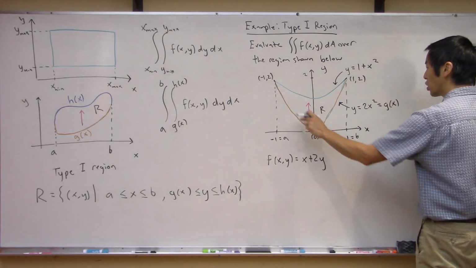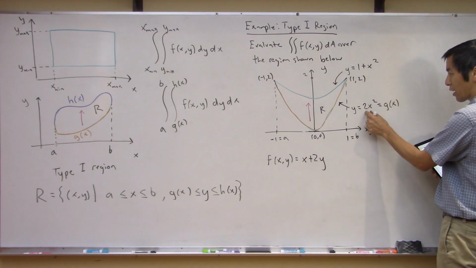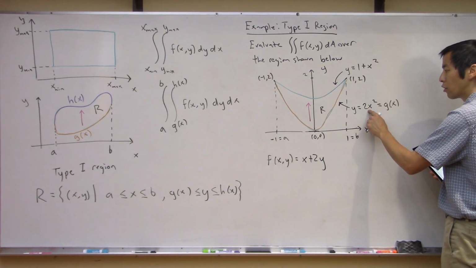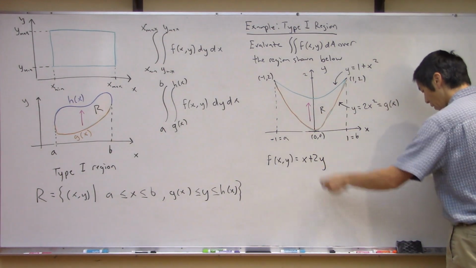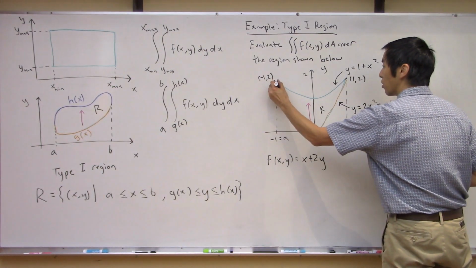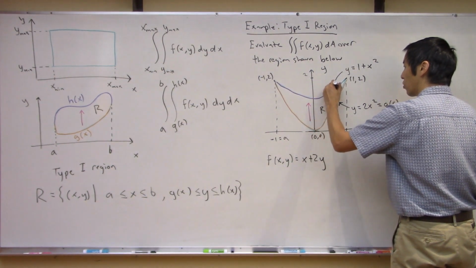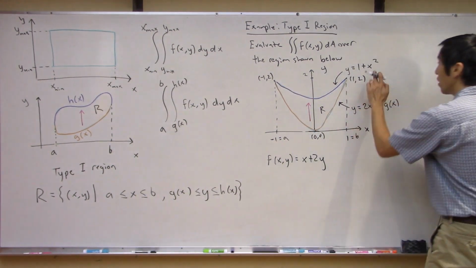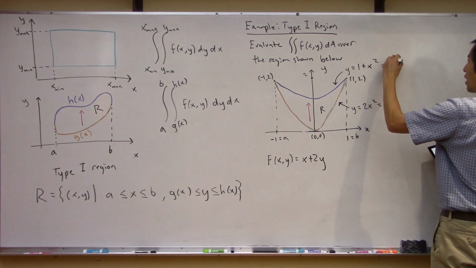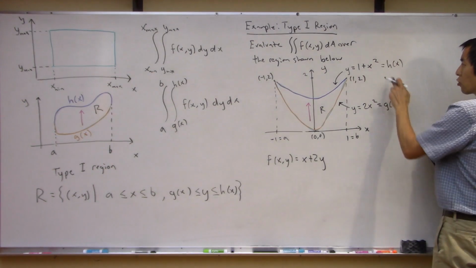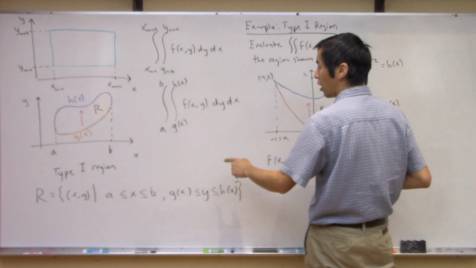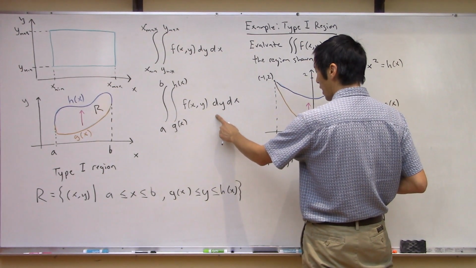Here's g of x. It's the function of x, 2 times x squared. That describes this orange line down here, and that's the lower limit of integration for y. And then the upper limit of integration, we can easily see, is just this one here in purple, just like we illustrated earlier. That's just some other function of x, but we call this thing h of x.